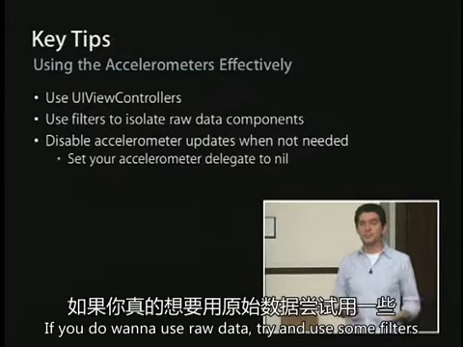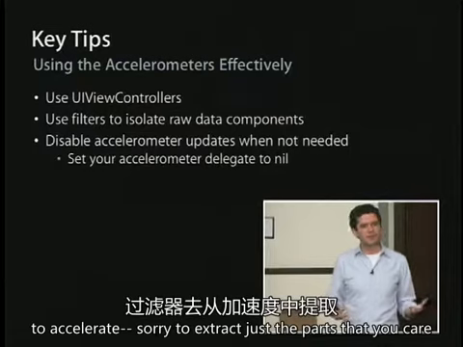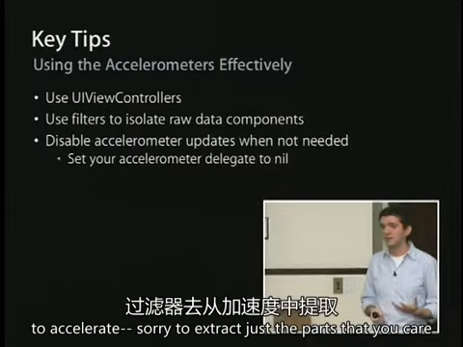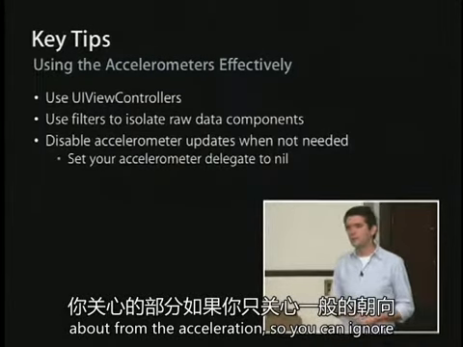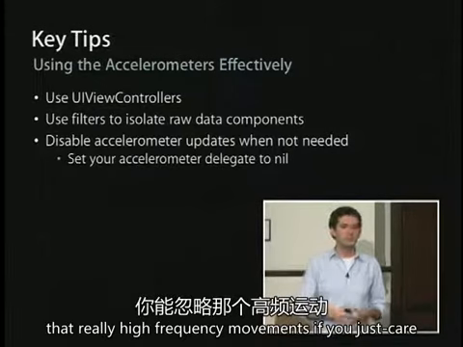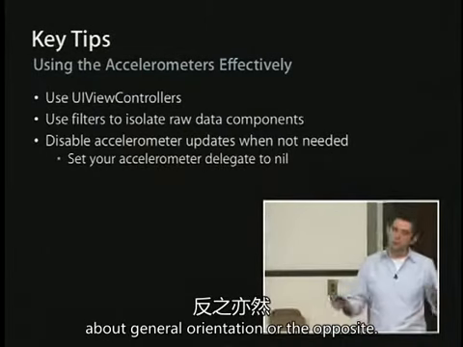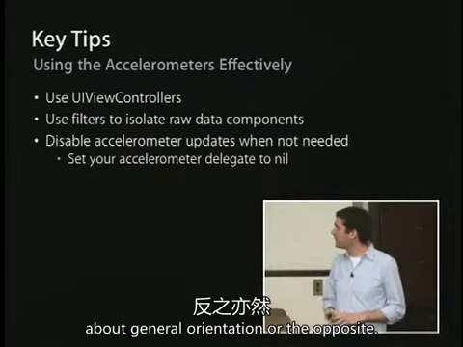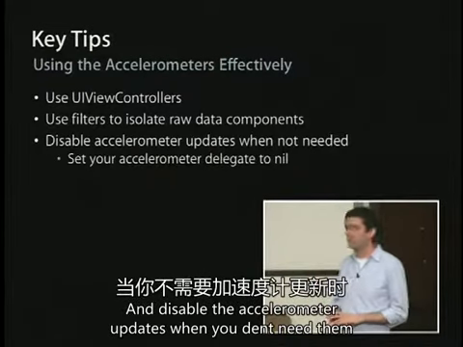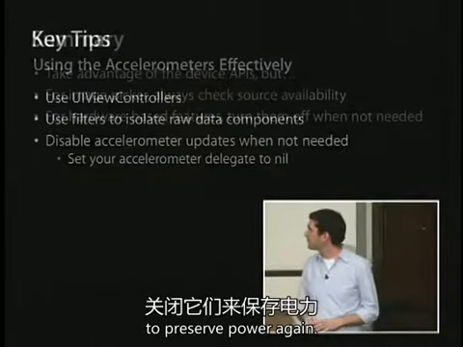If you do want to use raw data, try to use some filters to extract just the parts that you care about from the acceleration, so that you can ignore the really high frequency movements if you just care about general orientation, or the opposite. And disable the accelerometer updates when you don't need them to preserve power.